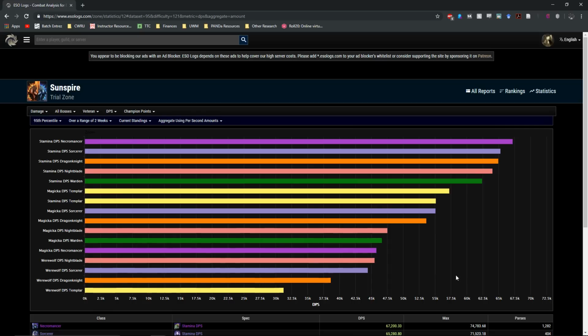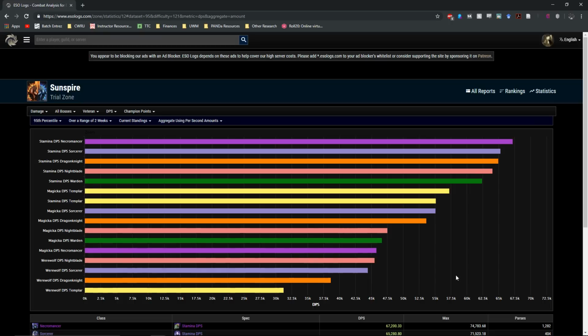And so part of that means that some of our parses might be skewed a little bit, because basically we're pugging runs. Granted, these are very high-level pugs, but we're still pugging runs. These are not necessarily organized groups. That might skew DPS a little bit, because obviously with more organized groups, you can achieve higher DPS.